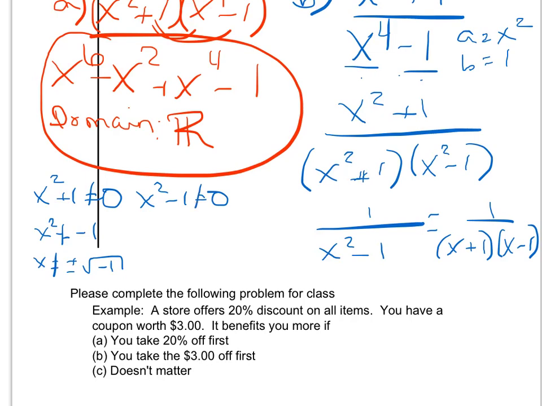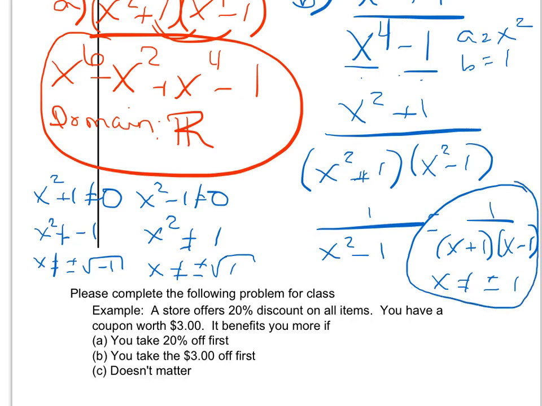So then looking at this next side of it, x squared minus 1, that cannot equal 0. I can add 1, that means x squared cannot be 1. That means x cannot be plus or minus the square root of 1. So x cannot be plus or minus 1. And there would be my simplified answer with my domain.